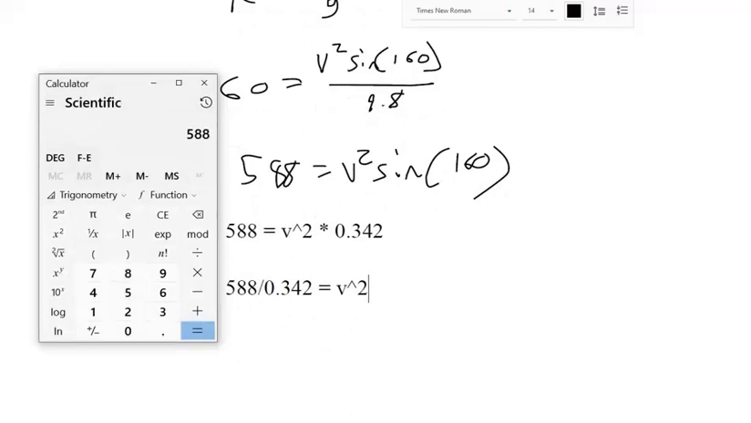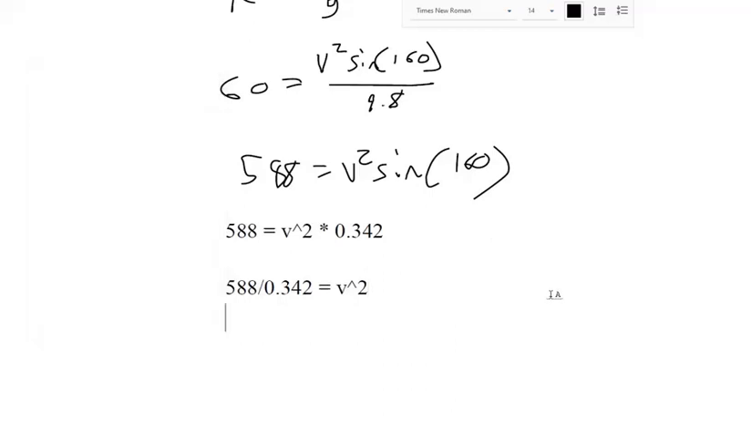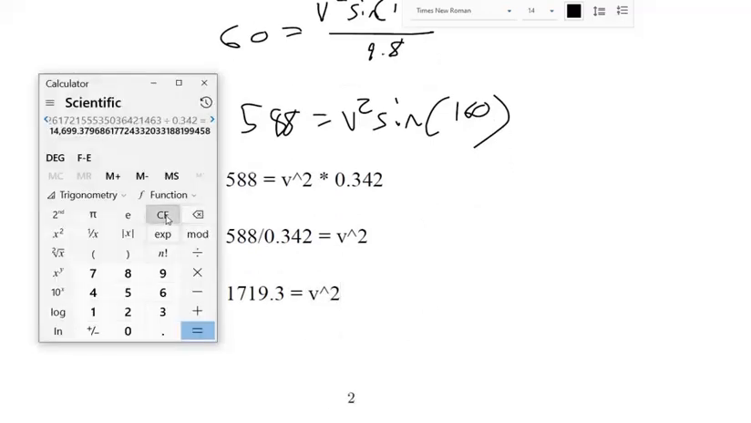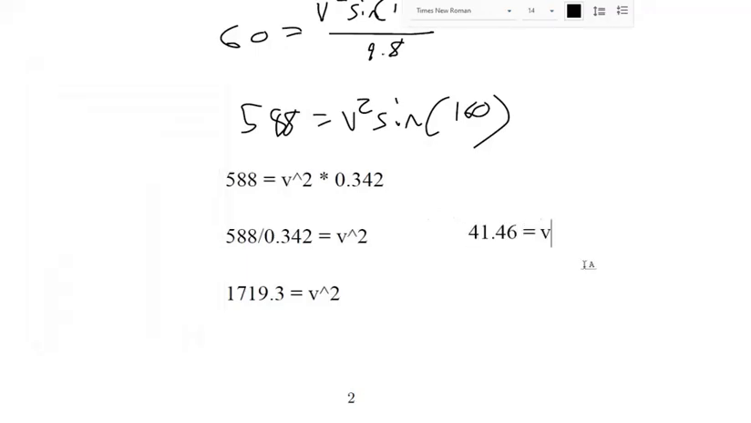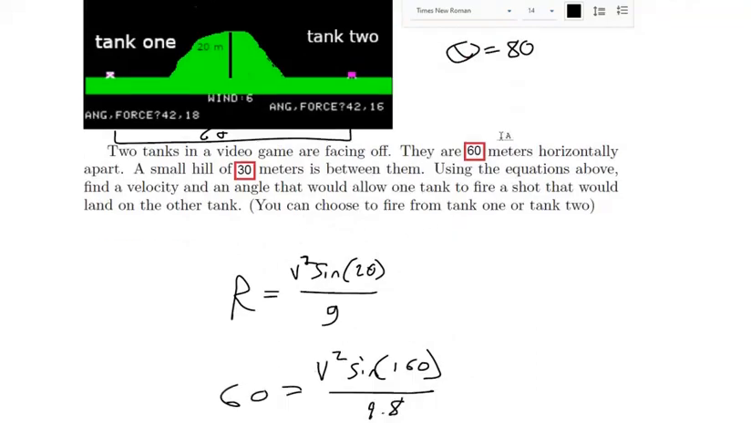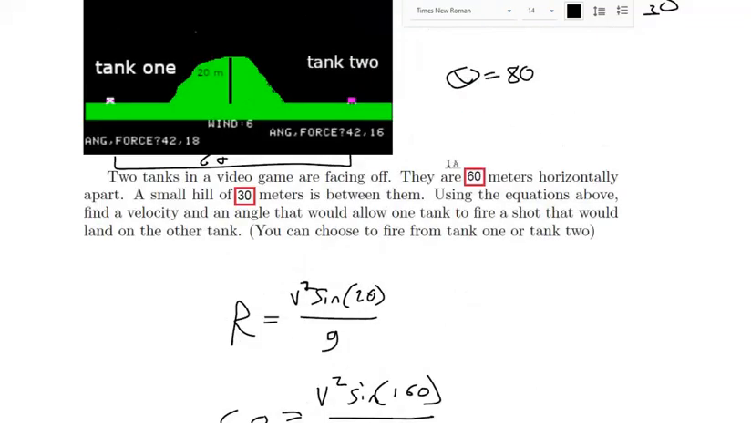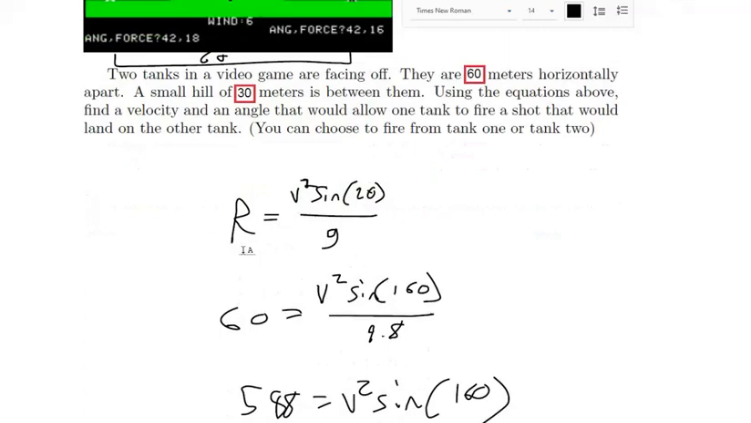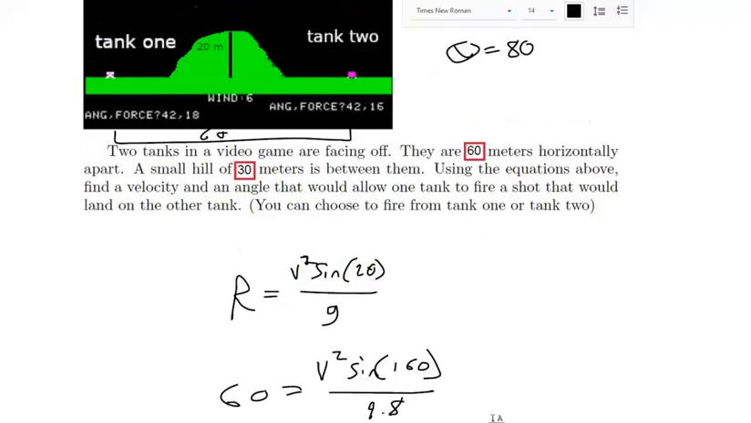So I get 1719.3. I think I got that right. And then I'm trying to solve for V, so I need to take a square root of both sides. We know that in trig because we use the Pythagorean theorem, right? So square root both sides, so we get a velocity of 41.46. Now we can just test that. We've set it so that a velocity is 41.46 and a theta is 80. And if we solved our equation correctly, that will land us exactly 60 meters away horizontally.